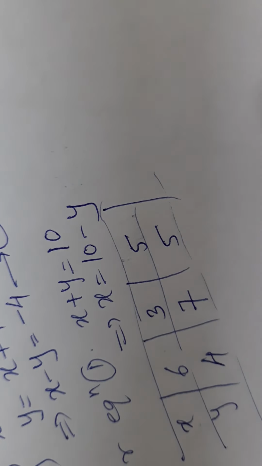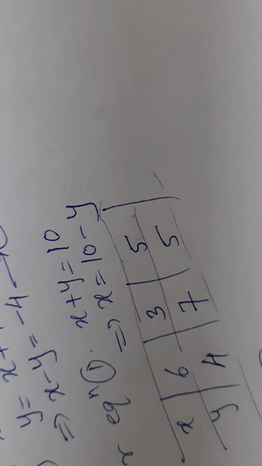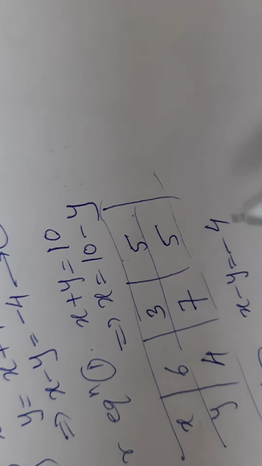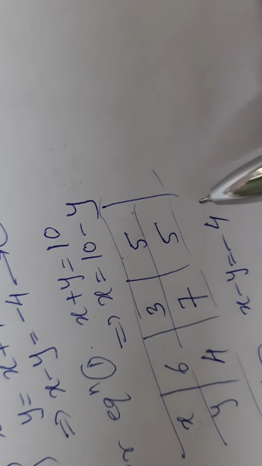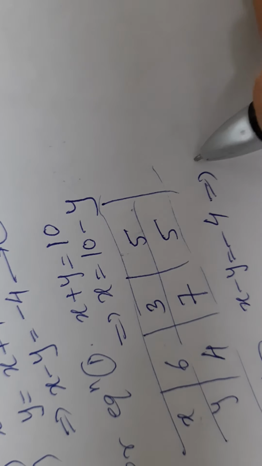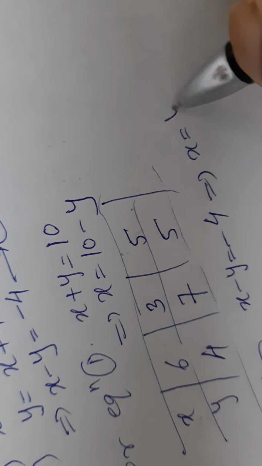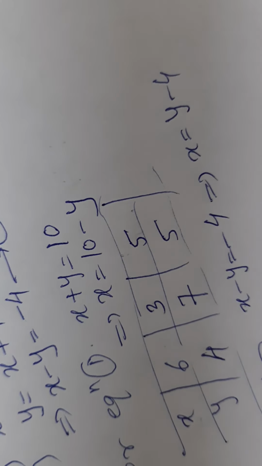Similarly, we can find out the points for equation 2. That is x minus y equal to minus 4. x minus y is equal to minus 4 implies x is equal to y minus 4. Prepare a table.